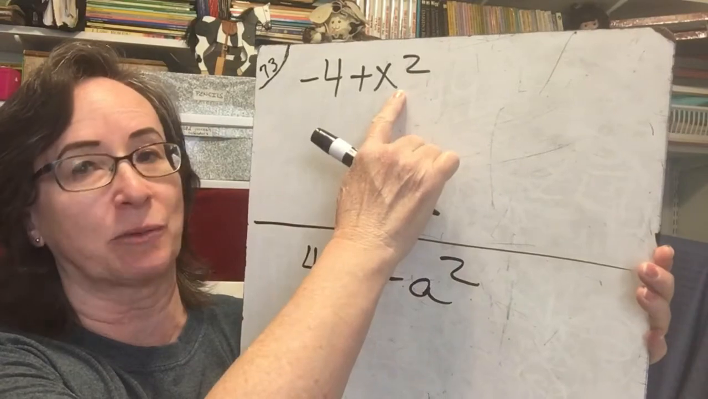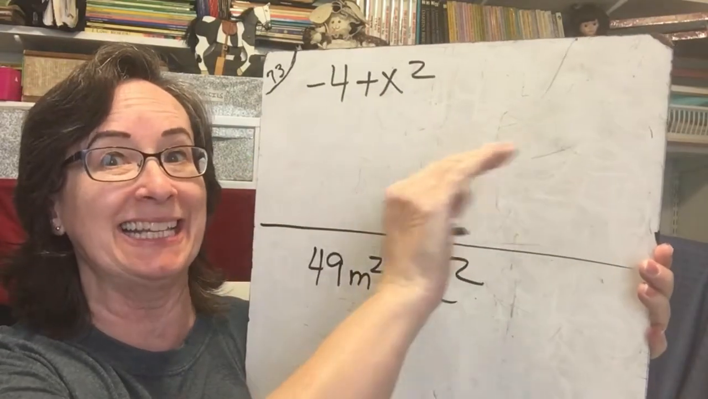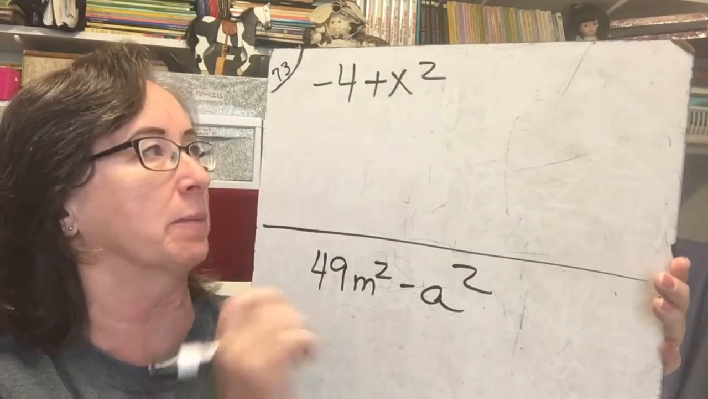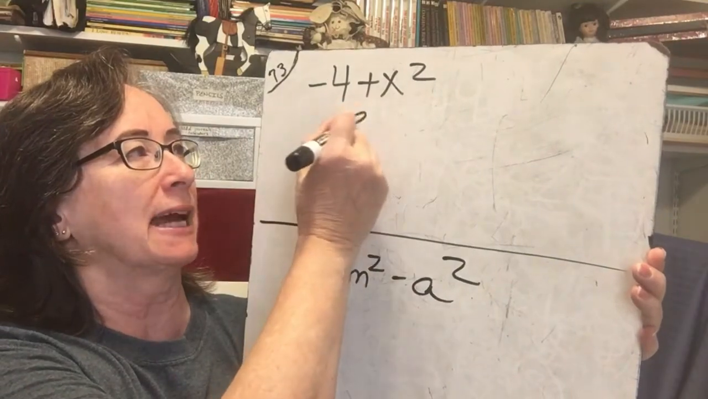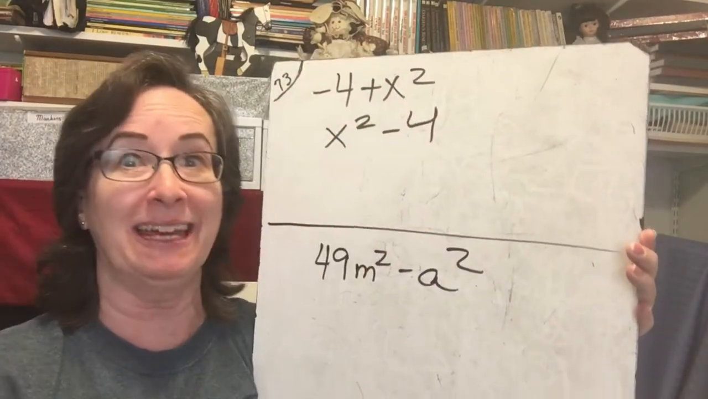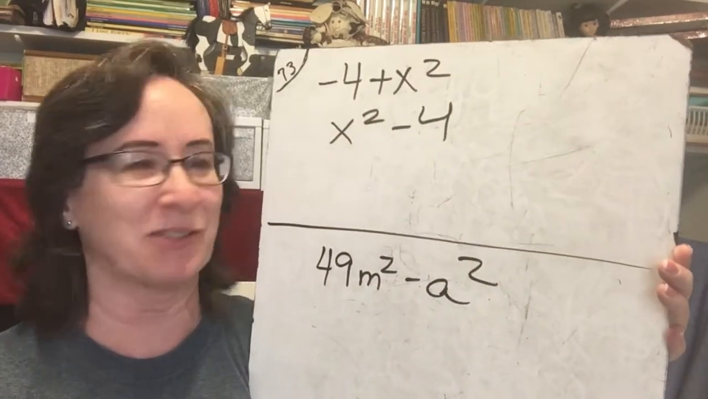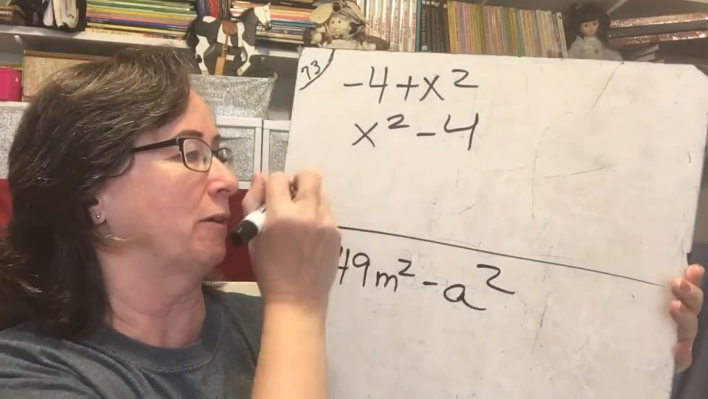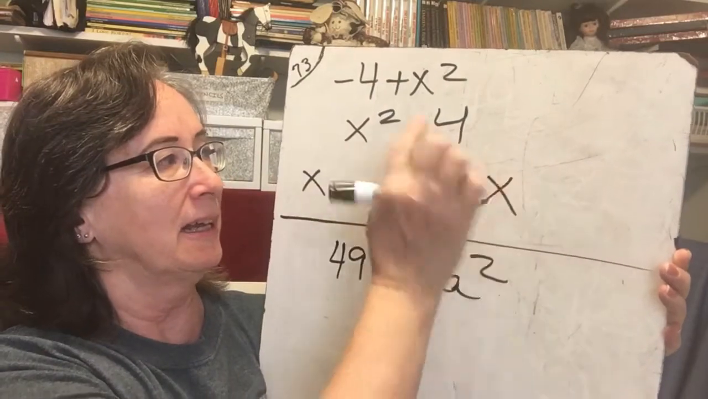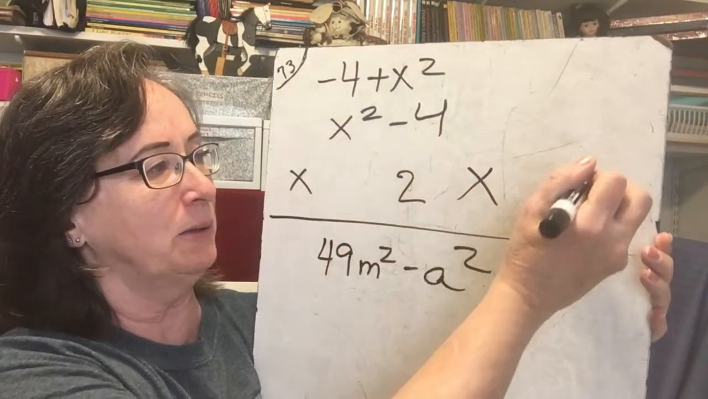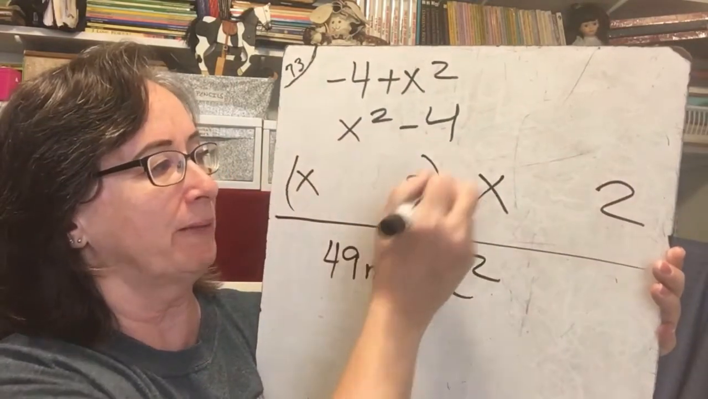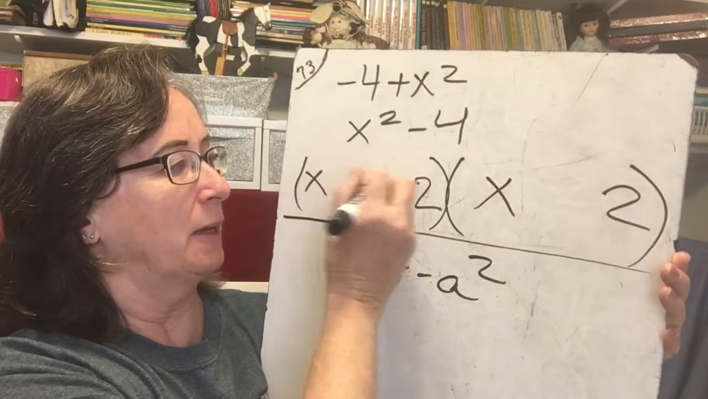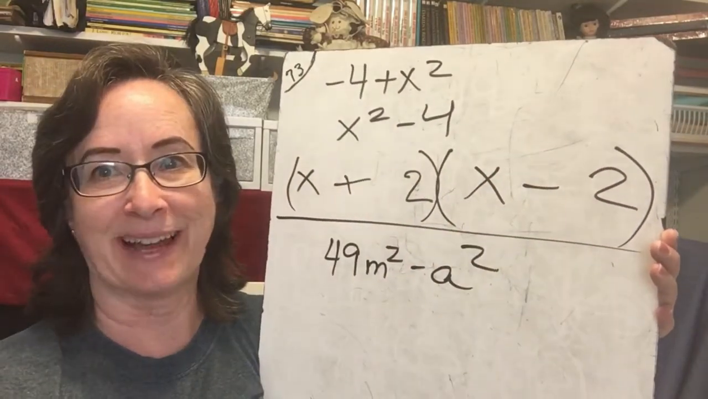We usually start with x squared because we're going in descending order of the power of the variable. So we're going to rewrite this as x squared minus 4, and then we can recognize it as a difference of two squares. This is a perfect square. This is a perfect square. The square root of this one is x. The square root of this one is 2. Put in our little parentheses, add in a plus and a minus, and it's done.